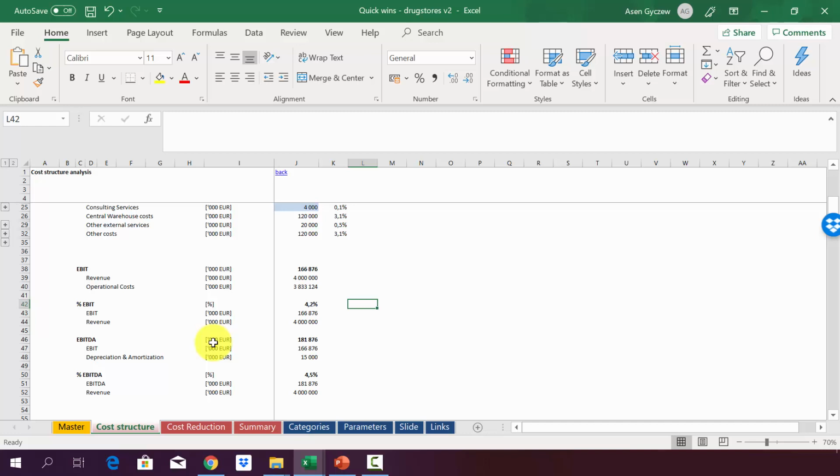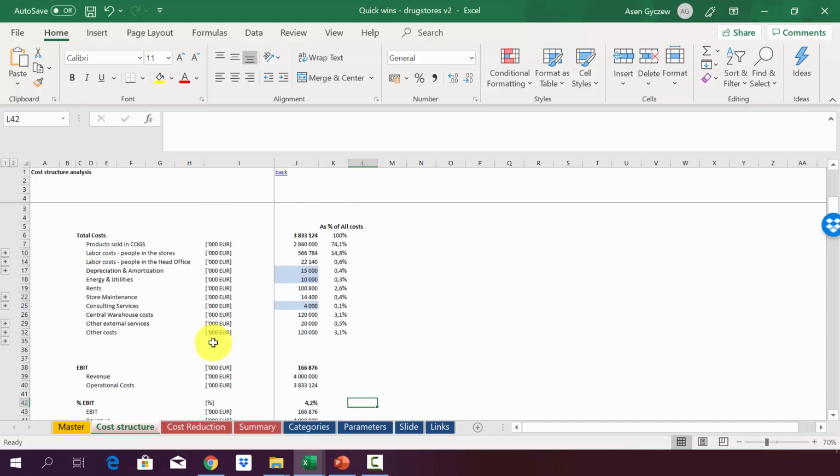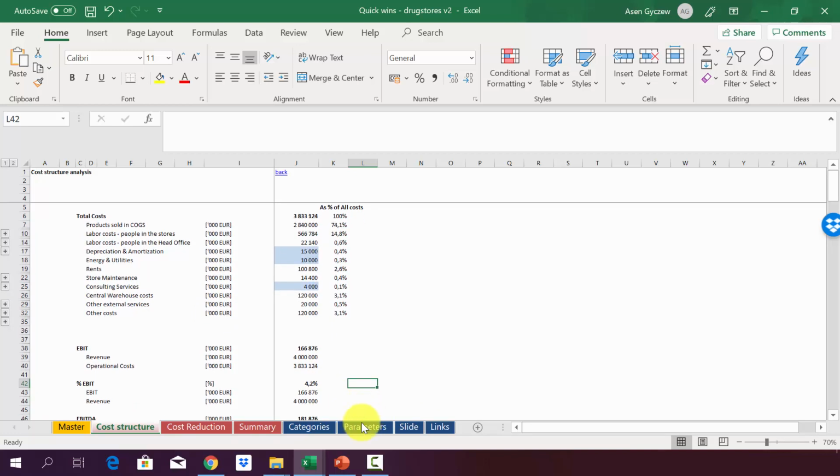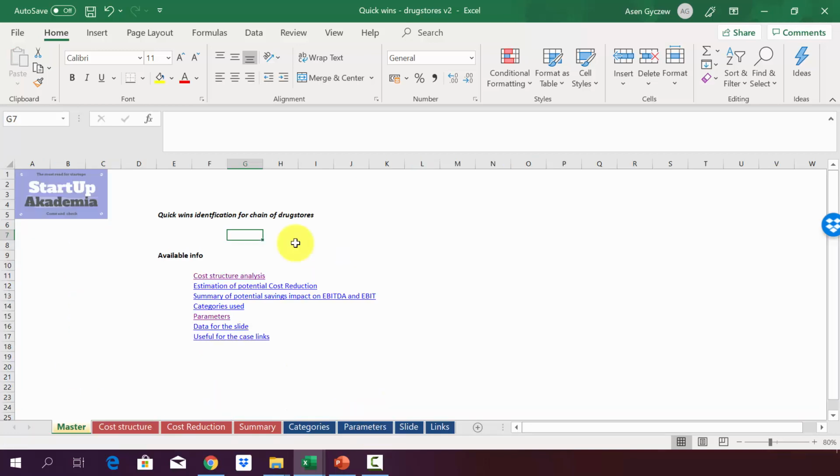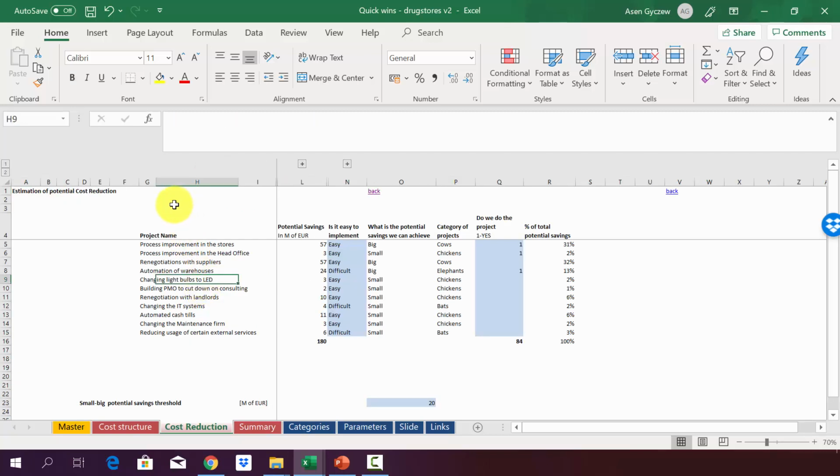So have a look at the file, see how it is constructed to take into account the drivers and the parameters that we have assumed in the sheet parameters. Let's have a look at the estimation of potential cost reduction. So let's go to the sheet cost reduction. And here you will see that we have named all the potential projects that we are considering.